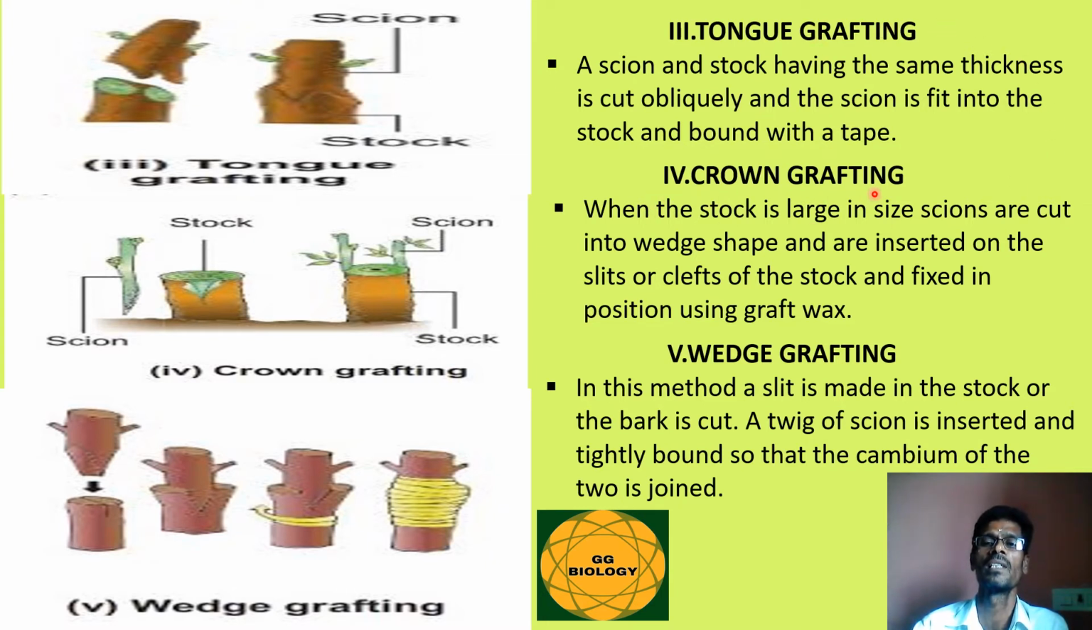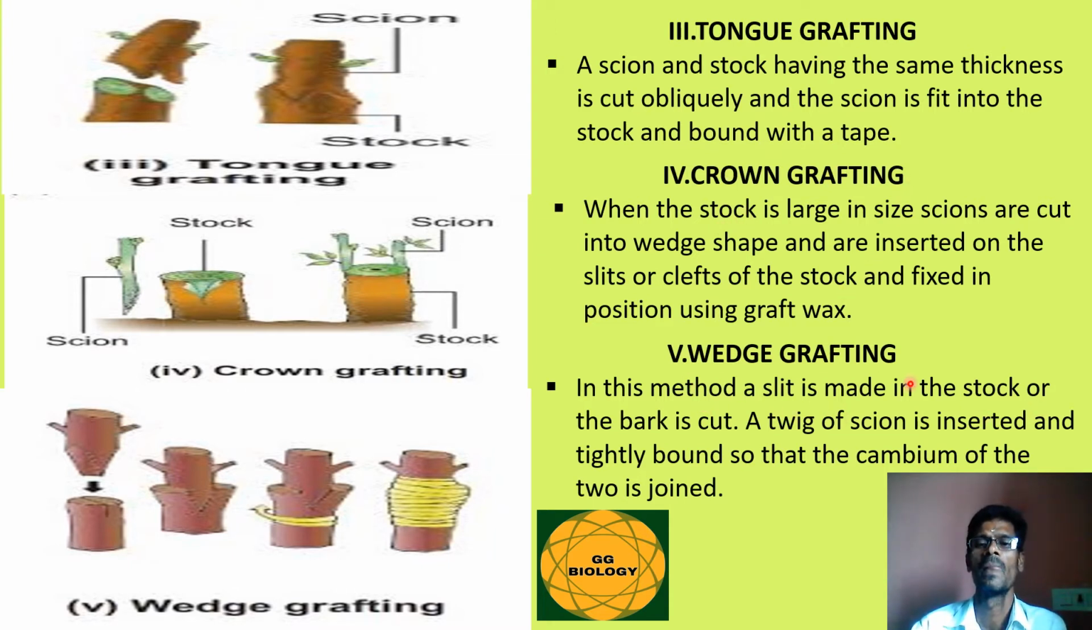The fourth type is called crown grafting. When the stalk is large, but here when you see, the stalk is large whereas the scion is thin. So when the stalk is large, the scion is cut into a wedge shape and inserted on the slits or clefts on the stalk and fixed in position using graft wax. So here the lower part of the scion is cut in a wedge shape, and this scion is inserted into the stalk region, and finally they are coated with graft wax so that they get firm and fixed together with the stalk region, and from there the plant will germinate. Such a method is called crown grafting.